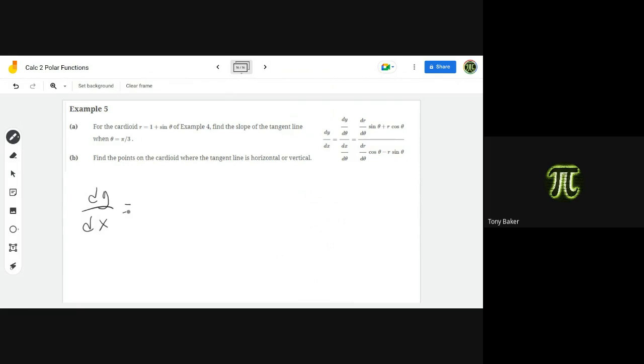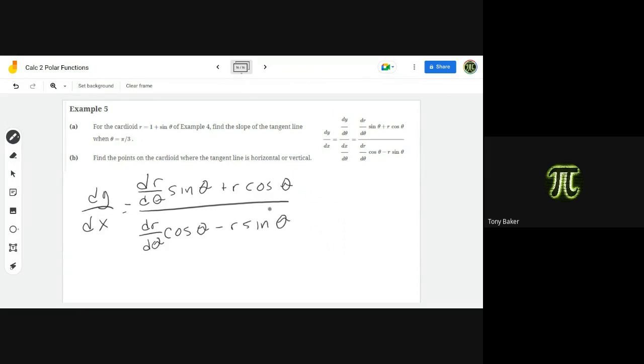derivative of a polar function is a little more complex. It's dr/dθ times sine θ plus r cosine θ, over dr/dθ cosine θ minus r sine θ. So it actually ends up being a chain. To prove this, it ends up using the chain rule and the actual variables of converting it back to a Cartesian plane, in essence what they're doing. You're not going to have to do that. That's the formula for it.